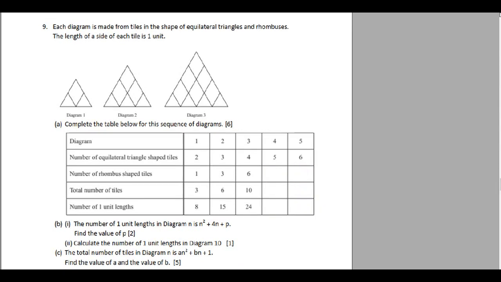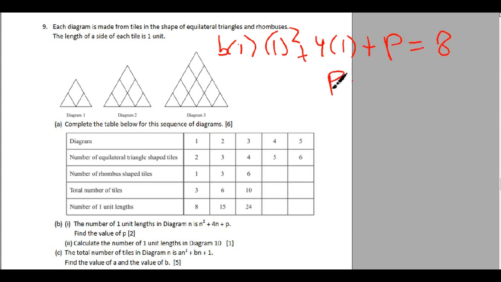9b, part 1. The number of 1 unit length in diagram n is n square plus 4n plus p. So they've given us the formula for this row. So we know that the first term should be 8, which means when n equals 1, the answer should be 8. So for b1, I am substituting n equals 1 here. So 1 square plus 4 times 1 plus p, and the first term is equal to 8, which will give me p equals 3.